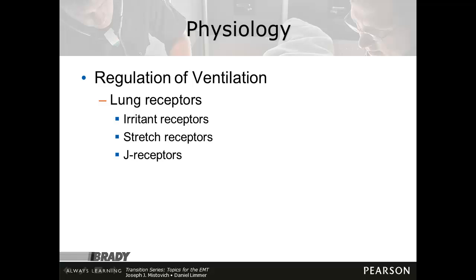The stretch receptors are located within the smooth muscle of the airways. They're responsible for giving feedback on the stretch of the lungs. They prevent overventilation when stimulated by high tidal volumes, by sending impulses to decrease the rate and volume of ventilation. J receptors are located in the capillaries surrounding the alveoli and are sensitive to increases in pressure within the capillary. When activated, these receptors send impulses intended to slow and make respirations more shallow.